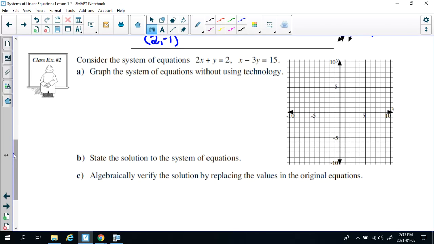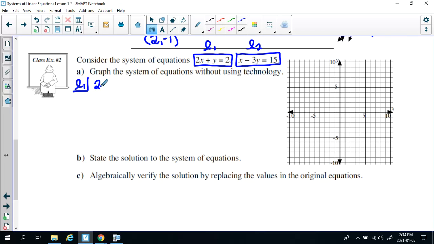It says consider the system of equations 2x plus y equals 2, x minus 3y equals 15. First things first, we want to graph this system of equations without using technology. Okay, so we'll call this one L1, and then we'll call this one L2. And again, the way that I'm going to get my points is I'm going to write in y equals mx plus b form, figure out what the slope and the y-intercept is, and plot the points based on that. Again, there are other ways to do this. You could figure out the x and y-intercept, plot those points, and connect the dots. But I'm just going to stick with this method for this lesson here.